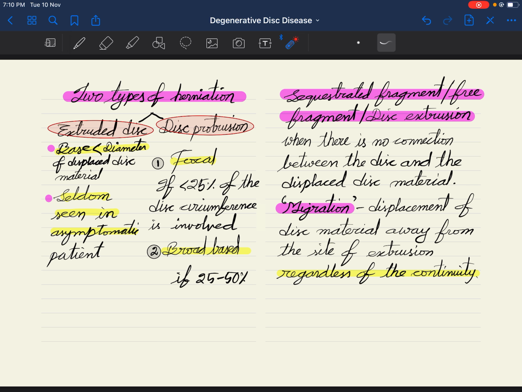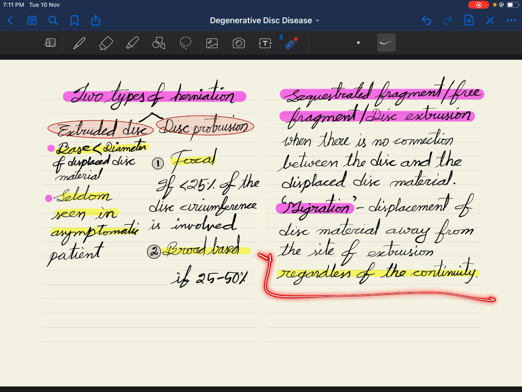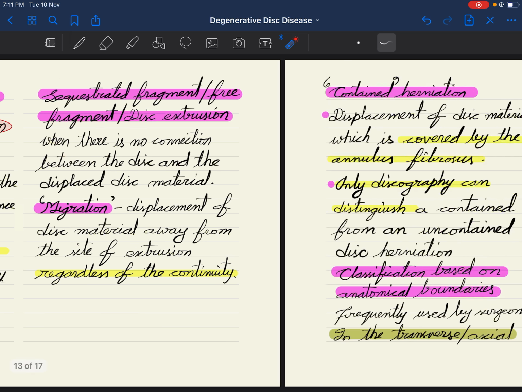Migration infers displacement of disc material away from the site of the extrusion. It means that the displacement of the disc material is away from the site of the extrusion, but it does not concern the continuity. Regardless of whether it is continuous or not continuous, migration mainly implies the displacement of the disc material away from the site of the extrusion.